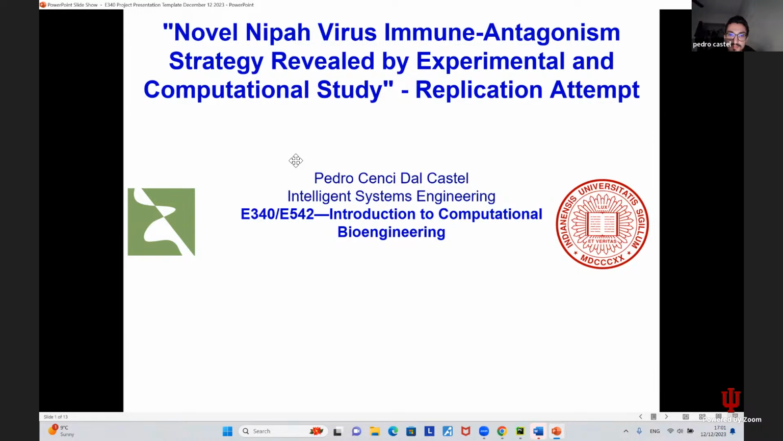So my name is Pedro. My project is about Nipah virus antagonist interactions with innate immunity. This is a replication attempt. The word attempt I will explain later, but the objective is to replicate the model they used in their paper, to model and describe the results they got experimentally.